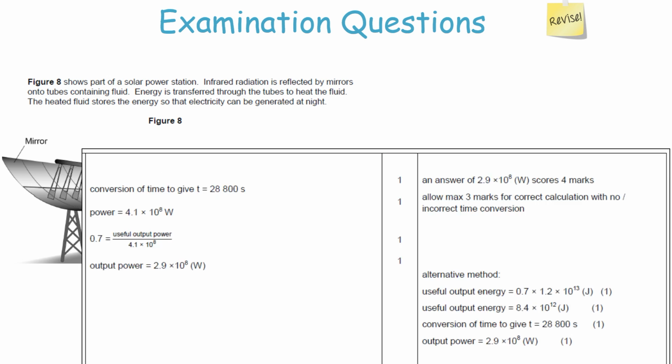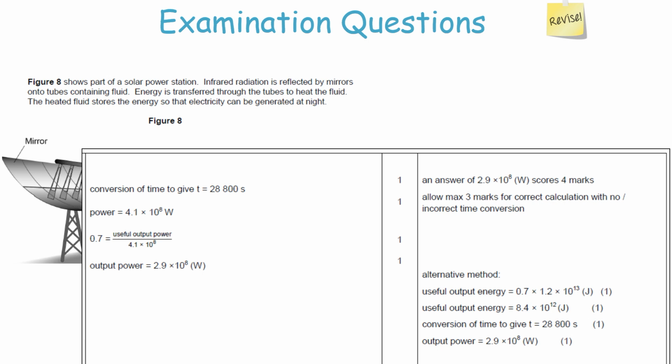So we've got to convert our time into seconds by multiplying it by 8 by 3,600, because there are 8 hours and in each hour there are 3,600 seconds. We can then say power is equal to energy over time. So take our energy from the previous question, we divide it by 28,800 and we get a power of 4.1 times 10 to the 8 watts. But that's the total power supplied to the actual panel.